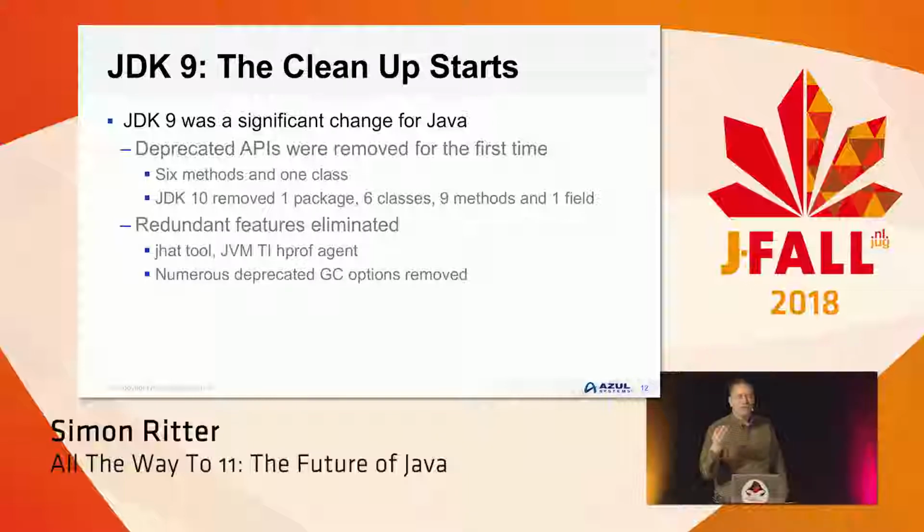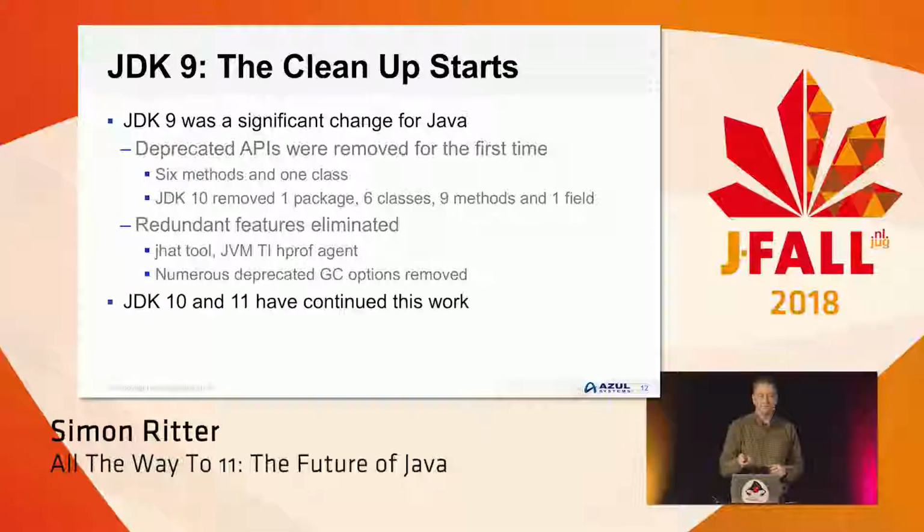They also removed some other redundant features, so things like the JHat tool went away, the JVM tools interface hprof agent went away, and there were a number of garbage collection options, things like incremental concurrent mark sweep, and using the parallel new collector with the serial old collector. These all just disappeared in JDK 9. They had been deprecated in the past, so you would have had warning. JDK 10 and JDK 11 continue this work. There are other things that have been removed in those as well.